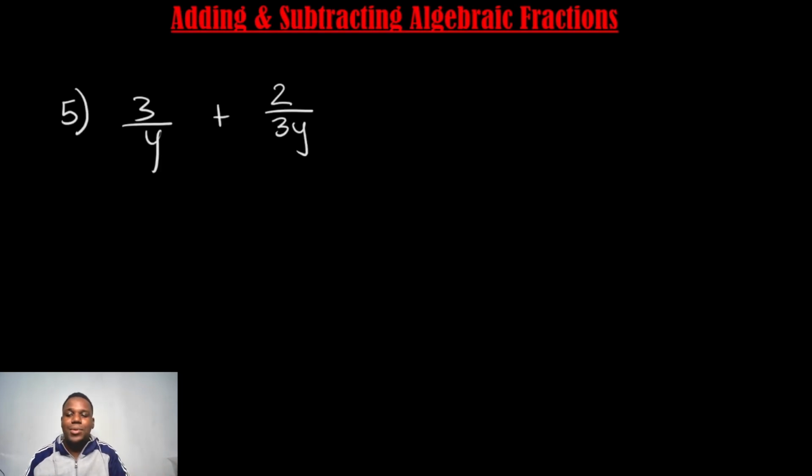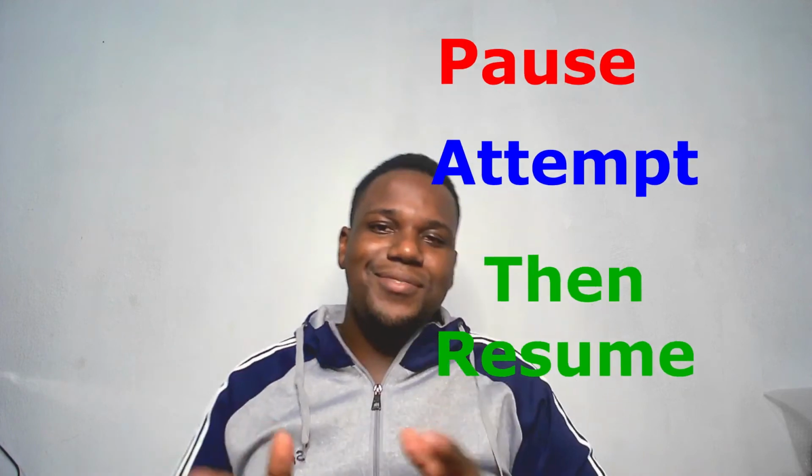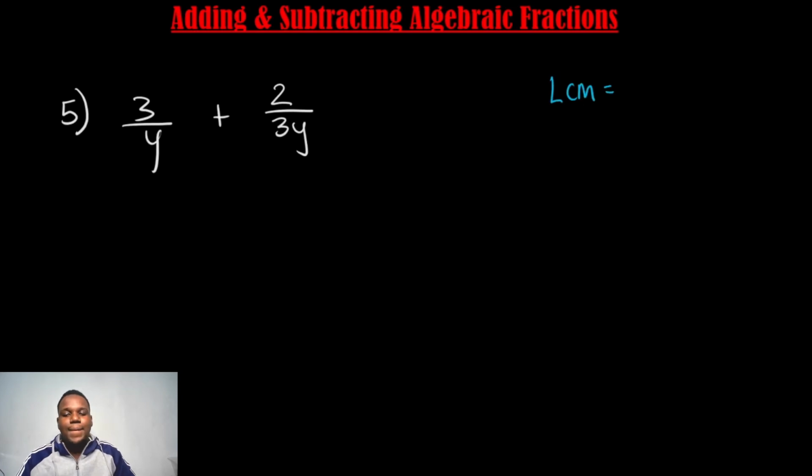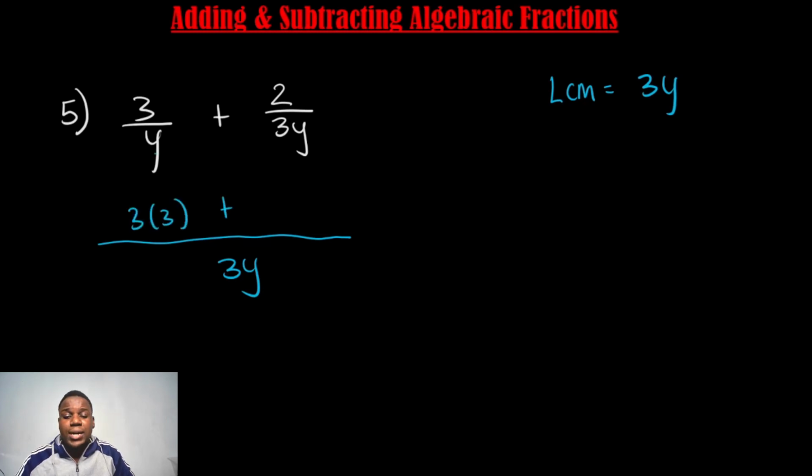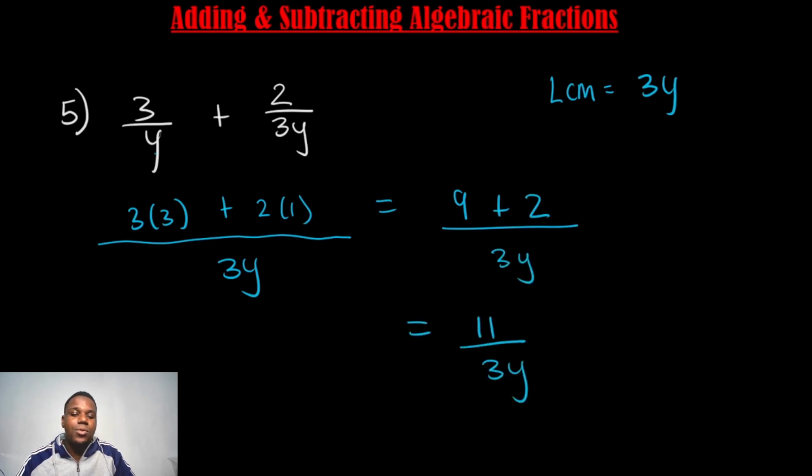The fifth example that we have is 3 over y plus 2 over 3y. So again, pause the video, attempt, and then resume. So the lowest common multiple will be 3y. So we are going to divide the y into 3y, which leaves 3, and multiply the quotient by the numerator, 3. And we'll do the same thing for the second fraction. So 3y into 3y goes 1 times, and we're going to multiply that 1 by the 2. So we have 3 times 3 is 9, and 2 times 1 is 2. And we can go ahead and simplify because both of these are constants. So 9 plus 2 is equal to 11 over our denominator, which is 3y. So that is our answer.